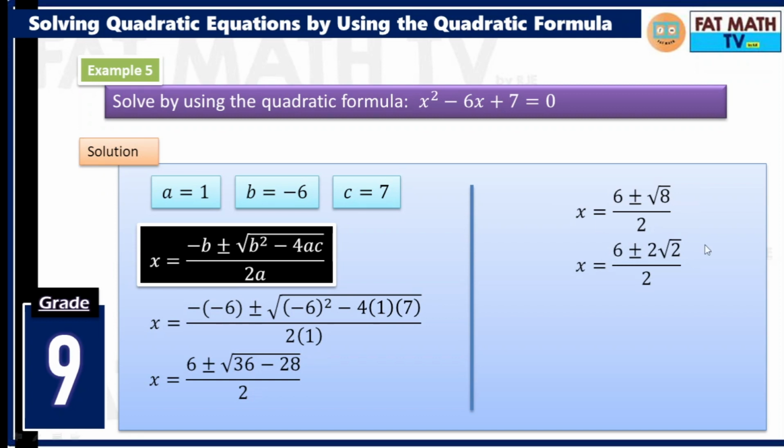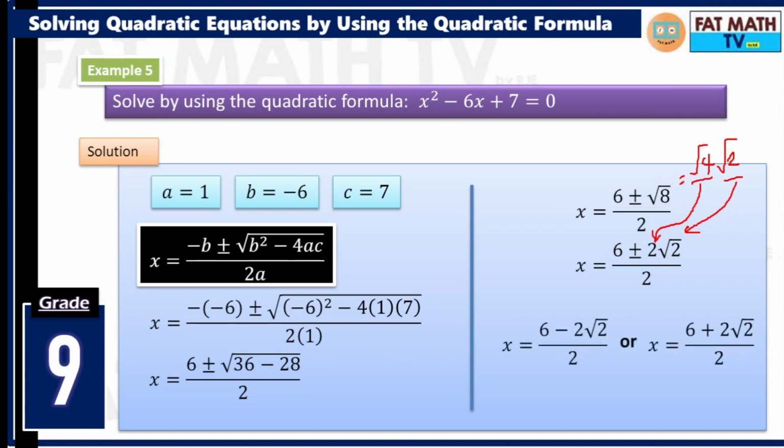Square root of 8 is square root of 4 times 2. That's square root of 4, square root of 2. And square root of 4 is 2, this one. So 2 square root of 2. And then you can split that into 2. One is 6 minus, the other one is 6 plus. And then divide both the numerator by 2.